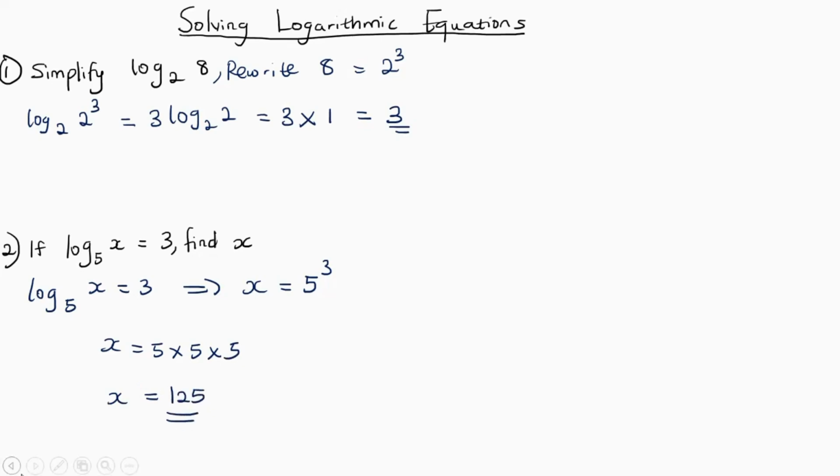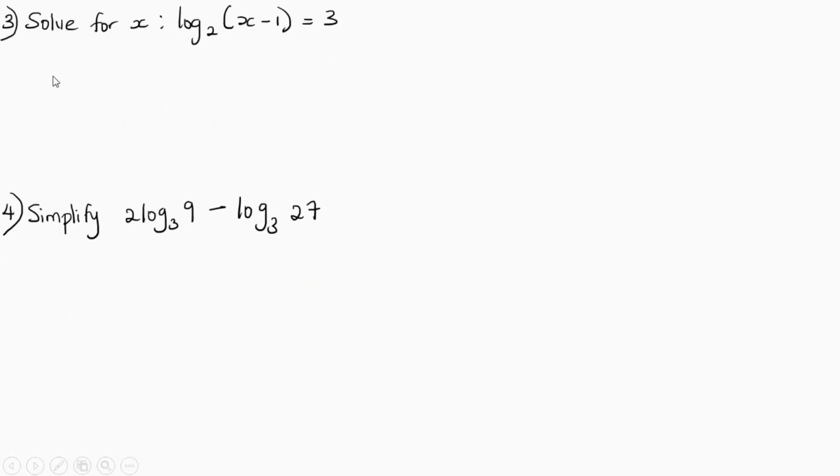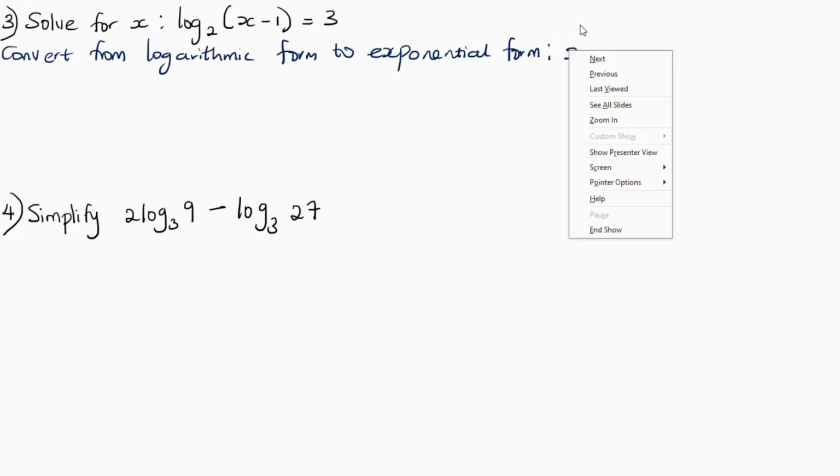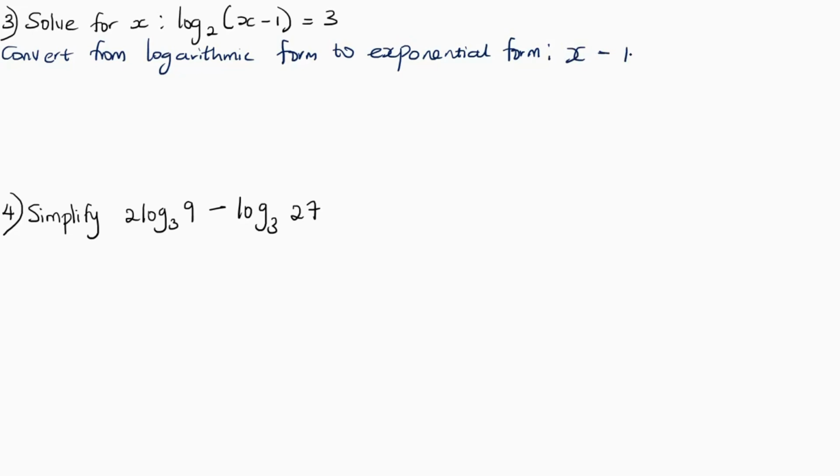So let's take a look at the next example. Right here we have this question that says solve for x: log 2 of x minus 1 is equal to 3. The first thing, guys, we want to do is to simply convert from logarithmic form to exponential form. By doing this, log 2 of x minus 1 equals 3 can be written in exponential form as x minus 1 is equal to the base, which is 2, raised to the power of the exponent, which is 3.